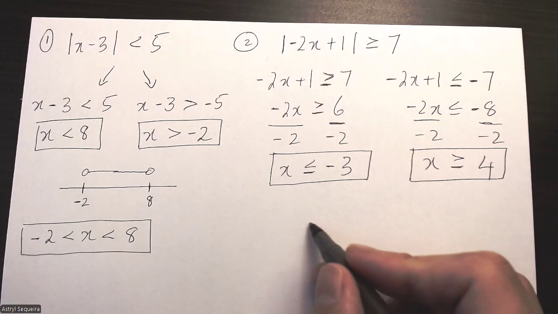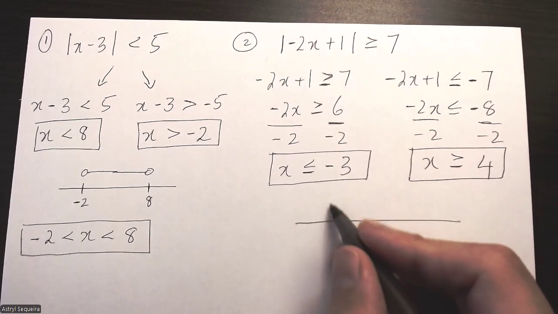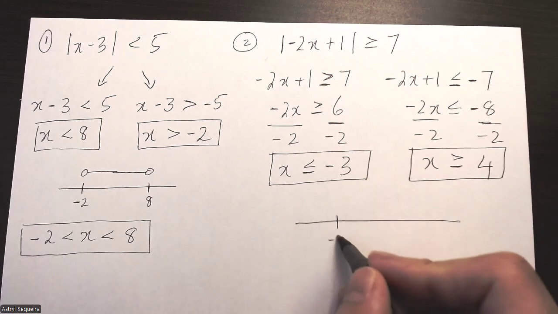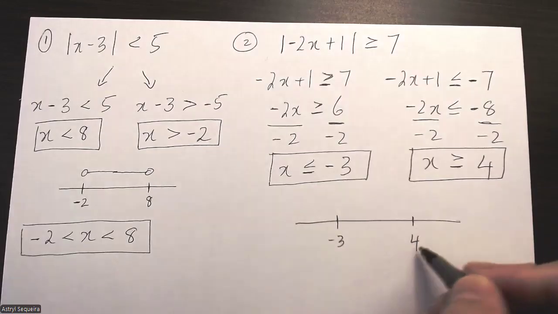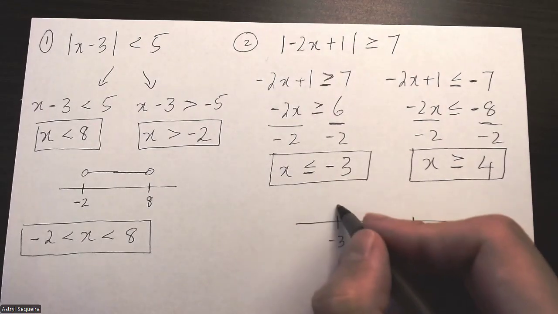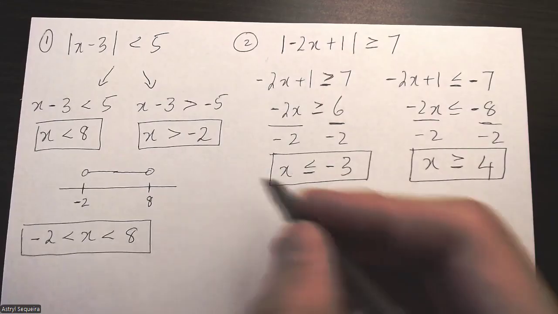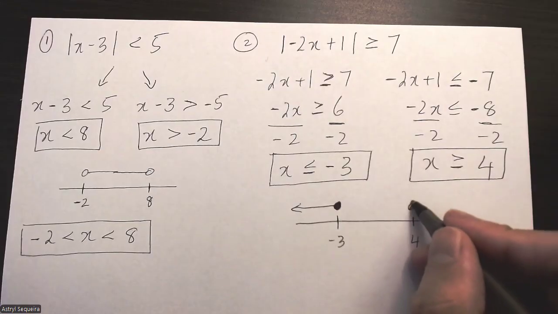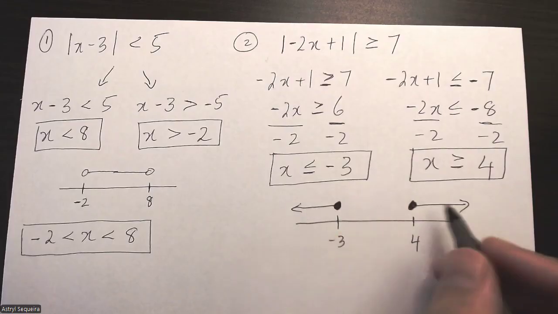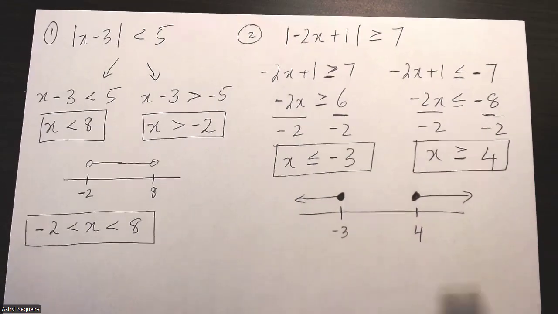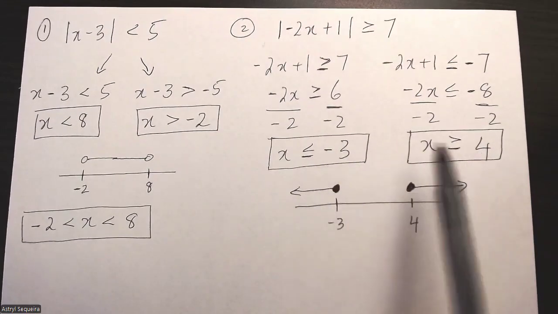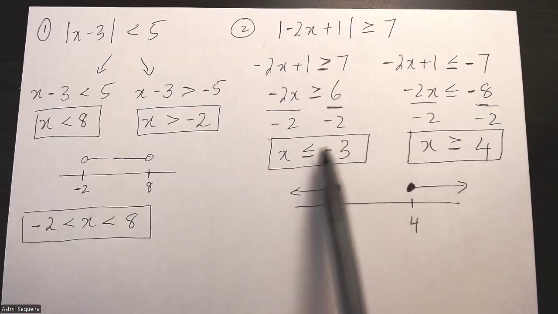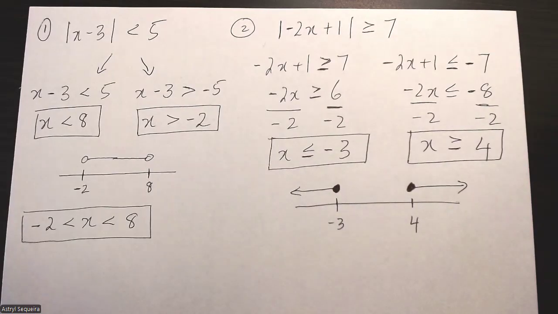So now let's draw this on our number line and see if these can be combined. -3 is here, +4 is here. Less than or equal means it's a filled dot because I have the equal sign. Less than means I'm going to the left. Greater than or equal, filled dot, and I'm going to the right. These two cannot be combined because they're going in opposite directions. So that would be my final solution to the second question.